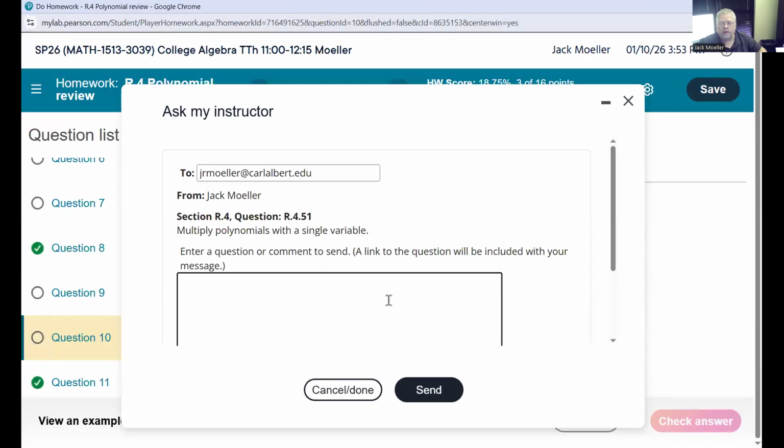So this Ask My Instructor button, you only have this in the homework, you don't have this in the quizzes or the tests. But notice it sends me a link directly to your problem. If you have an answer entered in there, a lot of times I can work backwards and figure out why your answer is off. I can answer immediately, or as soon as I get my email, and that way you don't have to wait several days to get a response.